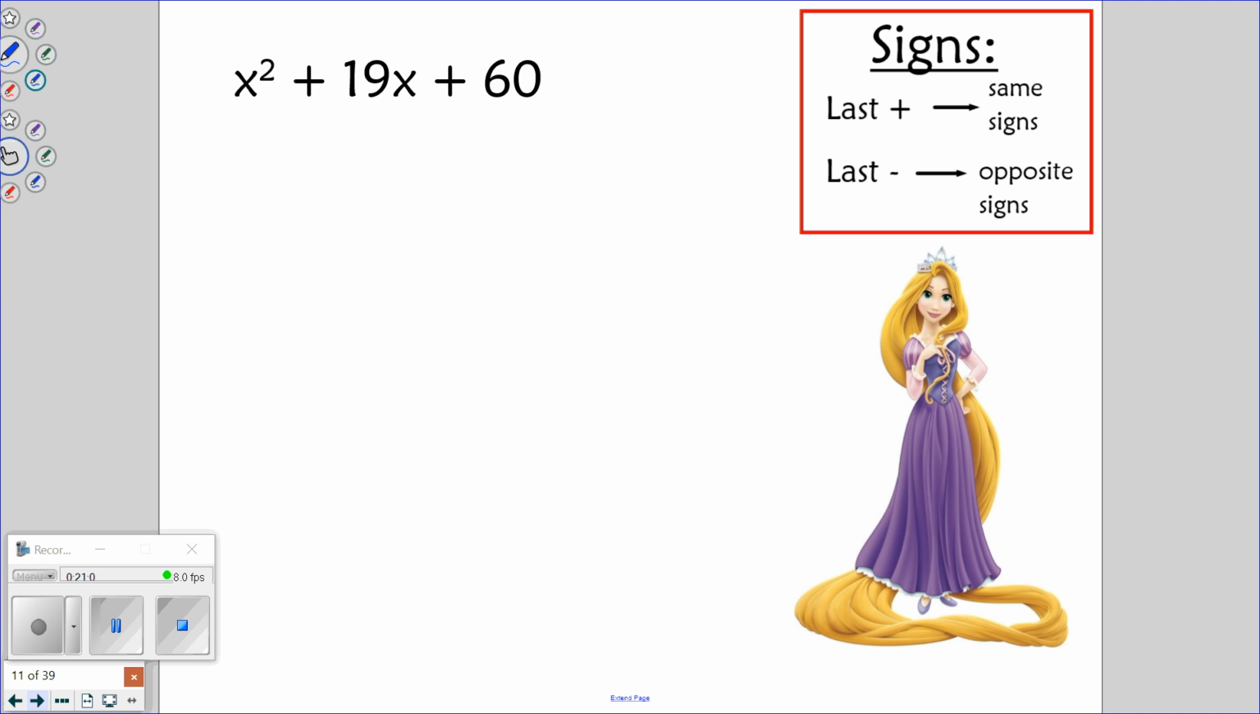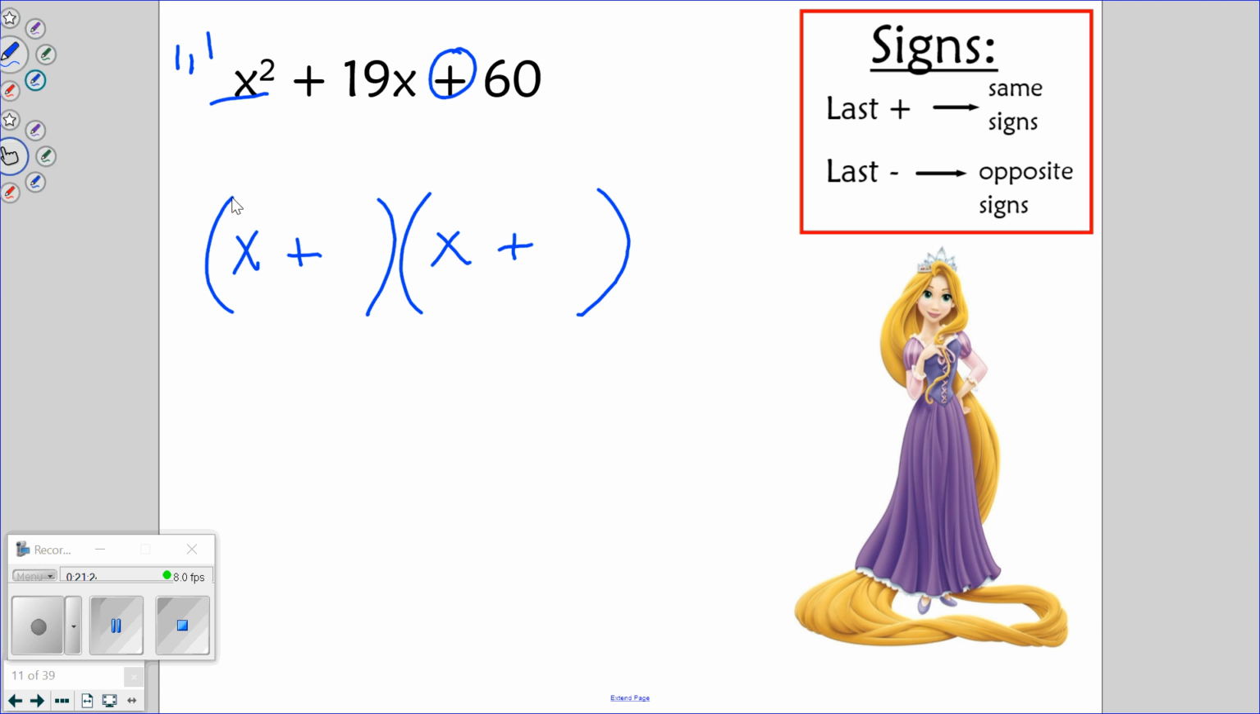All right. So on the next one, set up our parentheses. My last one is positive, so my signs are the same. Are they both plus or both minus? Both plus, because there are no minuses anywhere in there. Options for A: 1 and 1, or x and x. That's an easy one. 60.